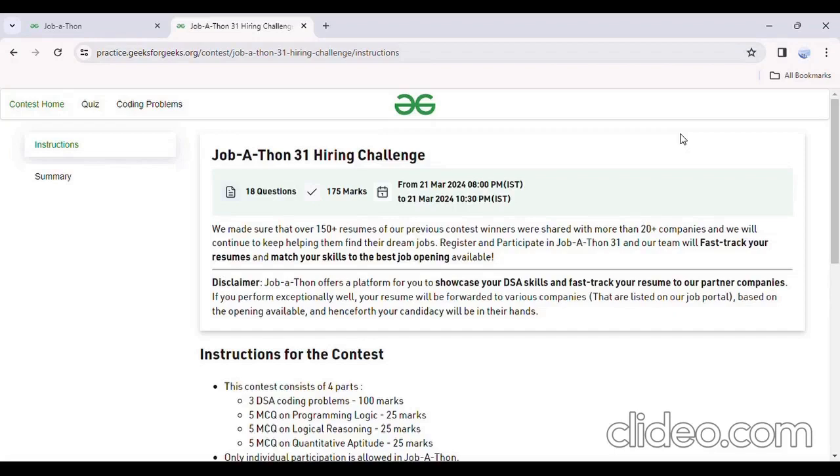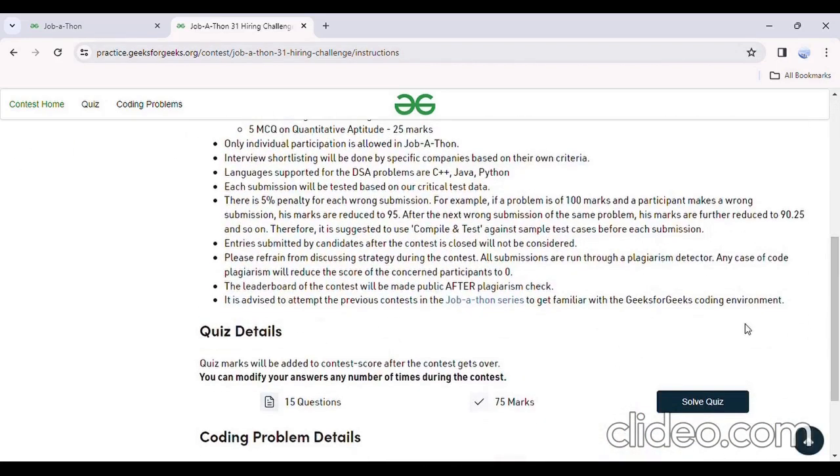Today we are going to solve a problem from the Jobathon 31 hiring challenge. This challenge occurred this month, March 21. So guys, we are going to the question.